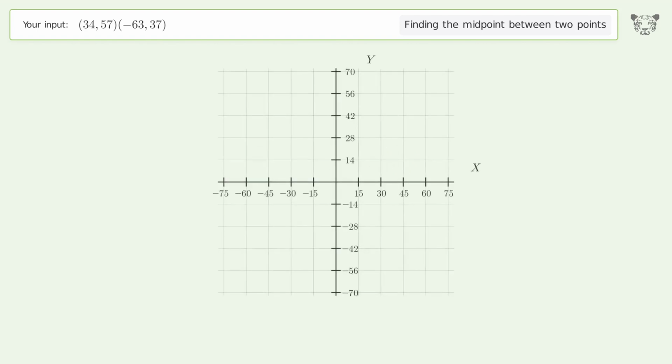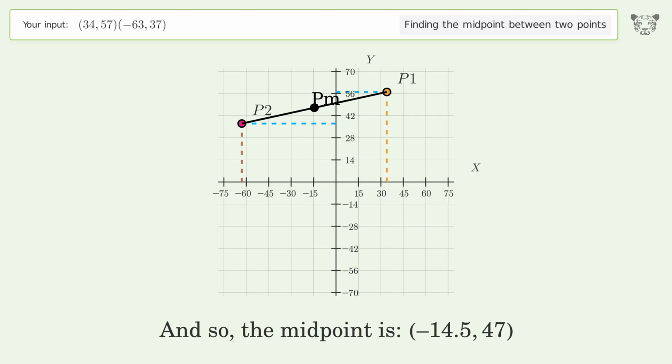And so, the midpoint is negative 14.547.